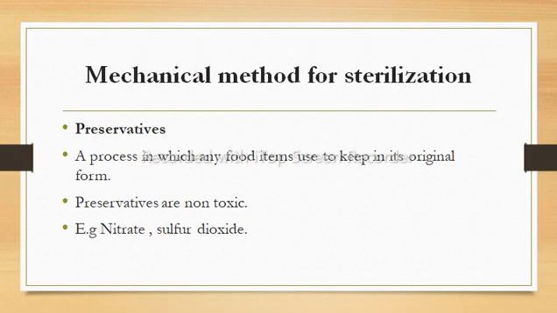Then we have preservation. Preservation is a process in which any food item is kept in its original form. Preservatives are non-toxic. The examples of preservatives are nitrates, sulfur dioxide. Actually, preservatives are static agents used to inhibit the growth of microorganisms, most often in food. If eaten, they are non-toxic.